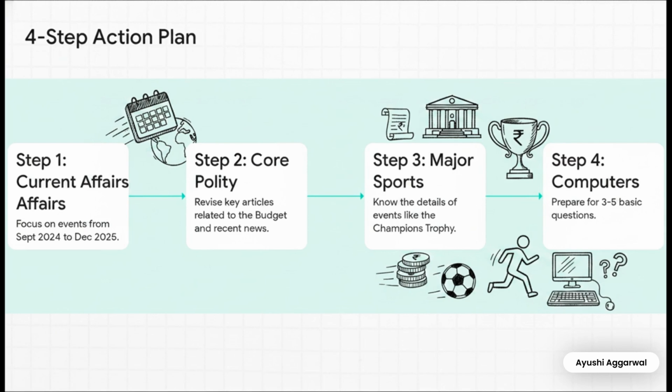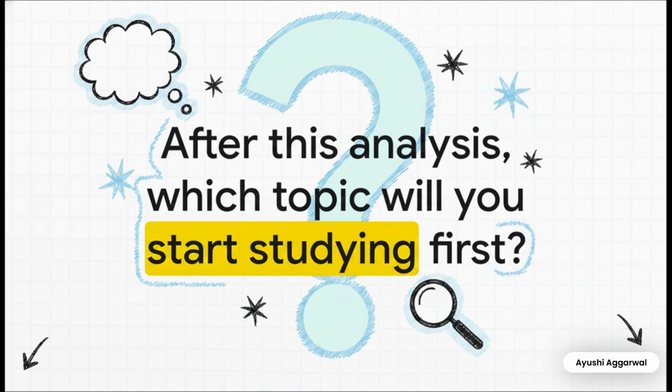Step 2, get your core polity concepts down, especially articles related to the budget and anything that's been in the news recently. Step 3, track those major sports events in detail. And finally, step 4, don't ignore computers. Be prepared for those 3 to 5 basic questions. If you follow these steps, you can give your preparation a real structure and hopefully maximize your score in the GK section.